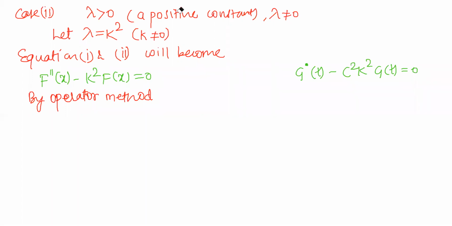So I'll consider this thing to be equal to some since D. I'll consider the auxiliary equation. So I'll get here m squared minus k squared equal to 0. So I'll be getting m equal to plus or minus k. These m are roots of the equation.